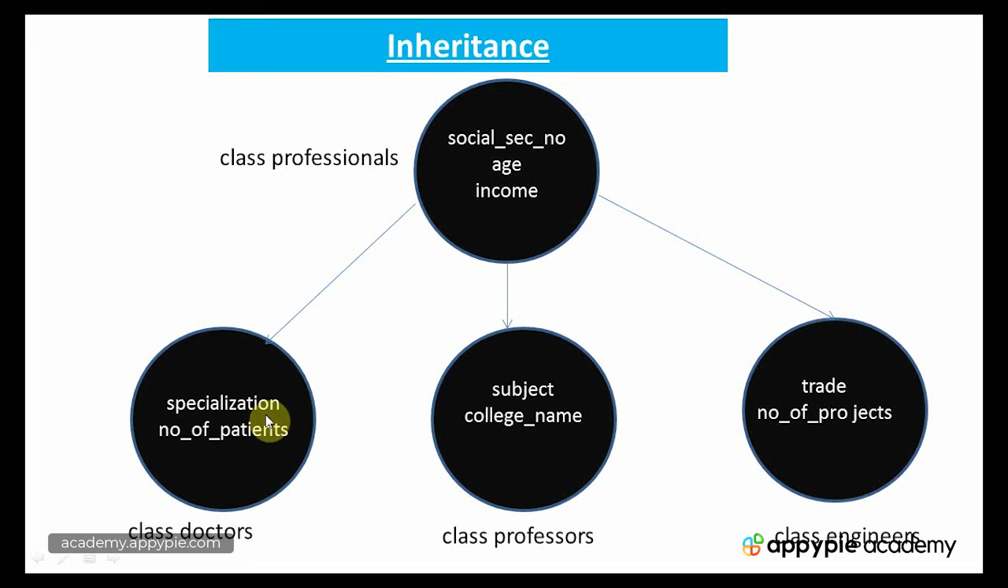In this case, I have shown only the member data. So this subclass has specialization and number of patients, which is specific to the Doctors class. Subject and college name are specific to the Professors class. Trade and number of projects are specific to the subclass Engineers. But all of these classes are inheriting from the Professionals class. So what we are achieving is we are preventing the redundancy of data. So repetition is being prevented. So we will be learning a lot when we start writing the programs in Java.